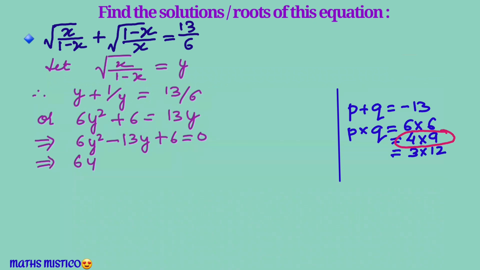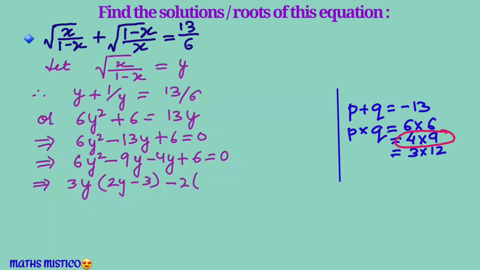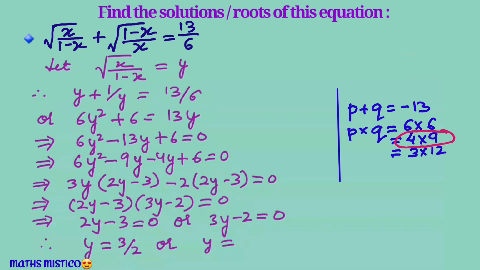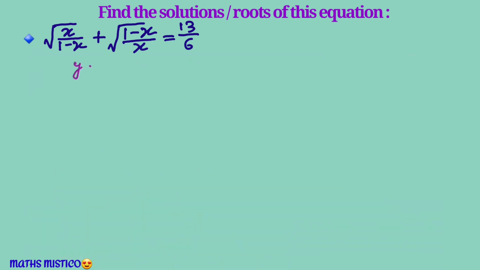So we observe that minus 13y will split into minus 9y minus 4y. 3y comes common from the first two terms and minus 2 from the last two terms. So we finally get 2y minus 3 into 3y minus 2 equal to 0. Putting each of them equal to 0 and simplifying, we get y equal to 3 upon 2 or 2 upon 3. To find x, we will replace y by square root x upon 1 minus x.